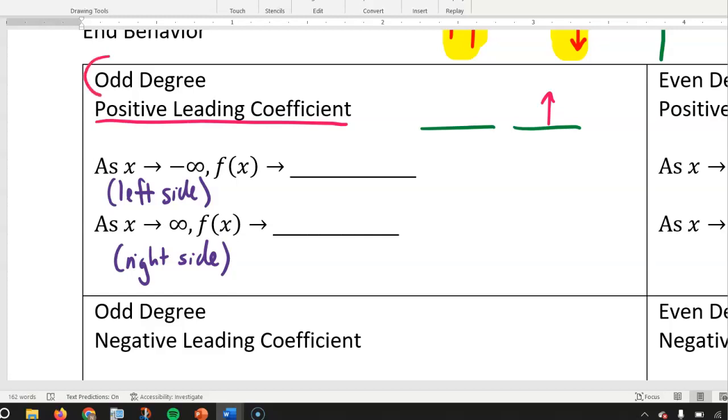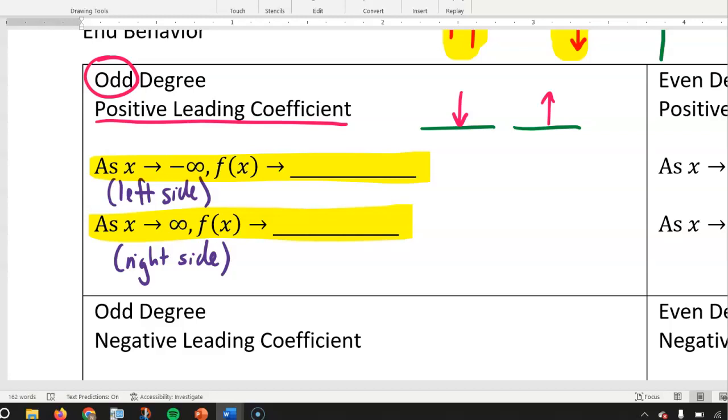And if it's an odd degree, the odd degree tells you what's happening on the left side. So odd means opposite. So the left side is going to go in the opposite direction of the right side. So if the right side is going up, the left side is going to go down. Now the way this is written down here, this is how we're going to write the end behavior. Okay, so you've got to remember that's how we write the end behavior.